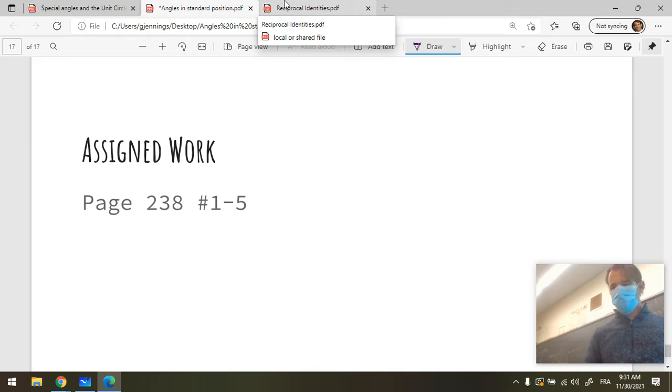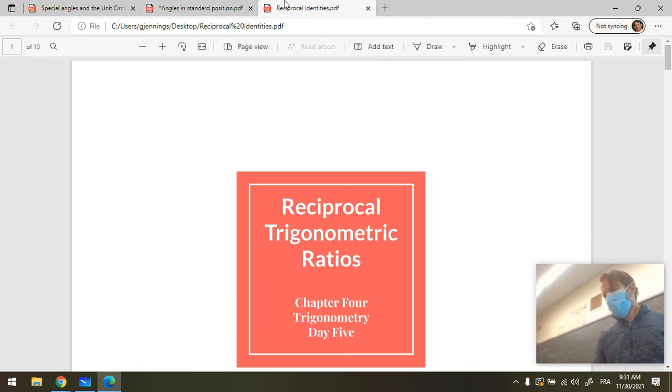Now let's take a look at some more brain knowledge. So keep your page going to the reciprocal trigonometric ratios. So far, we've been entirely concerned with the primary trigonometric ratios, which, just to recap, are SOHCAHTOA. SOH gives me sine. Sine theta is opposite over hypotenuse.